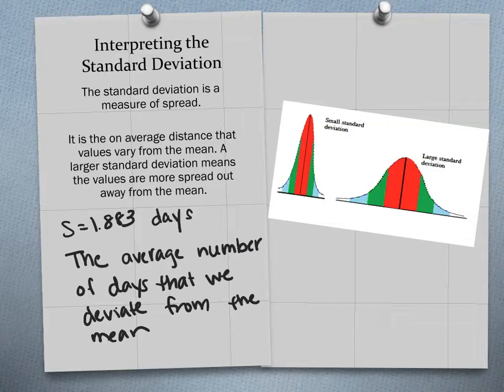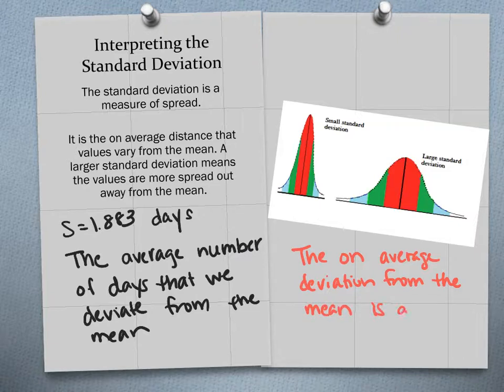Or since there's no such thing as 1.883 days, we can actually round it up to 2 days. So the on average deviation from the mean is approximately 2 days.